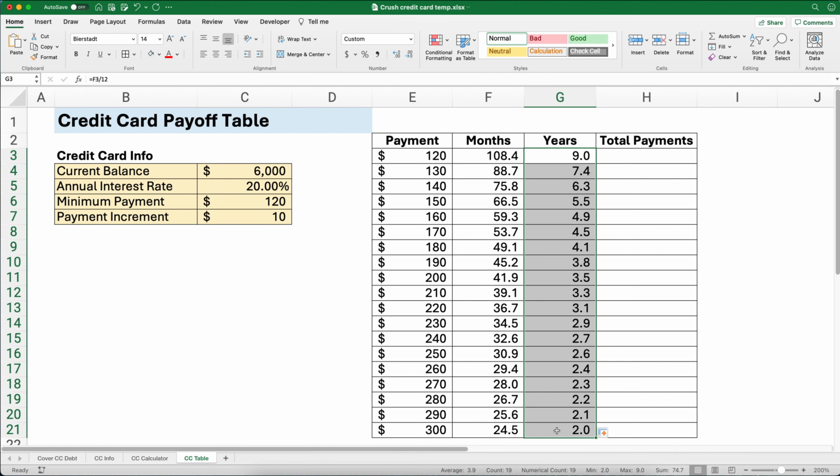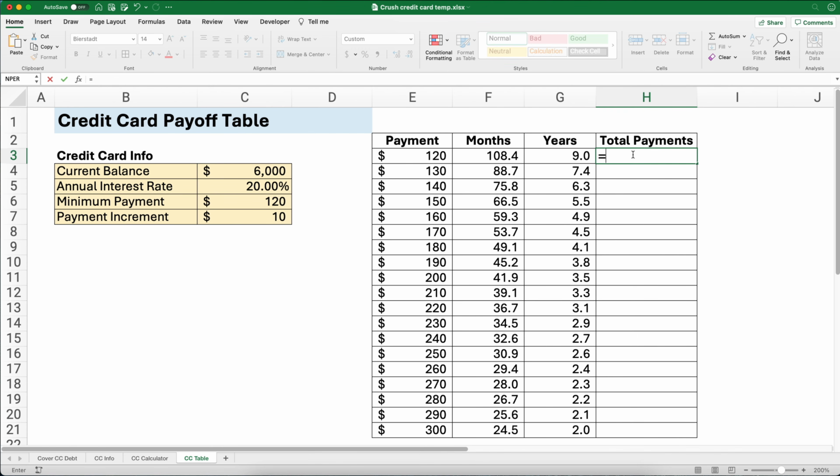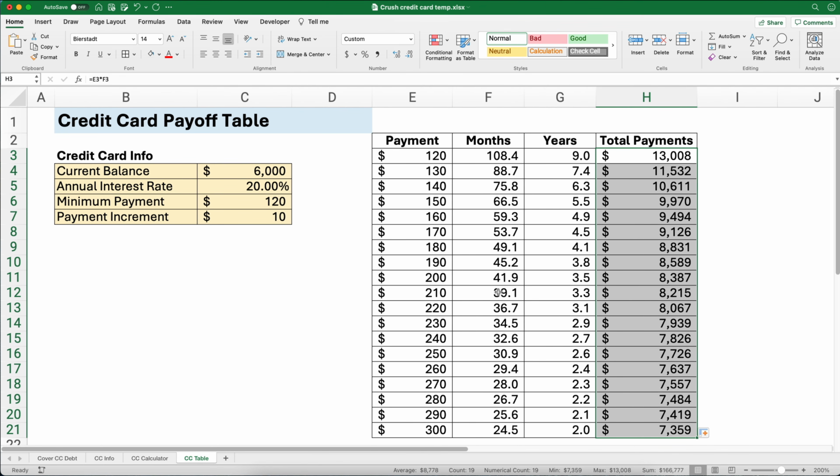If you want to pay it off in 2 years, then you need to make about a $300 payment each month. Our total number of payments is going to be $120 times the months, 108. So the total amount, I should have said, is $13,008. We can copy this all the way down. So you can see, the higher our payment, the shorter the time, and the lower the total payment amounts are going to be.